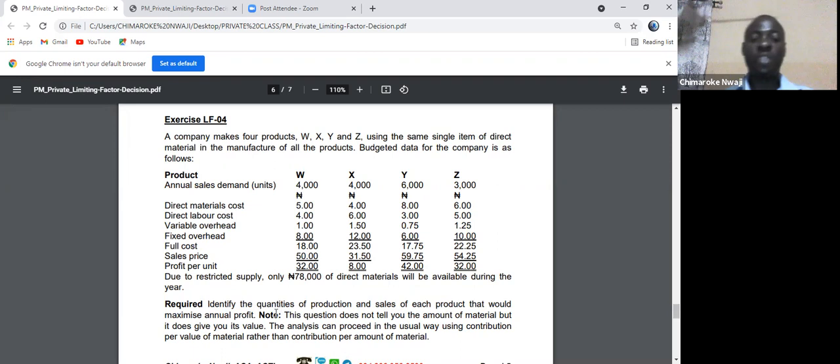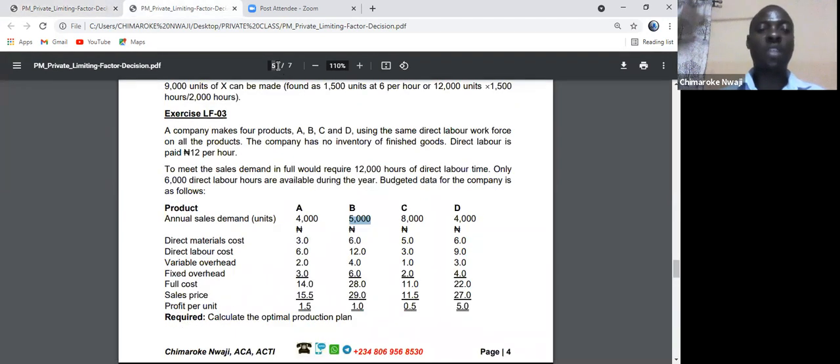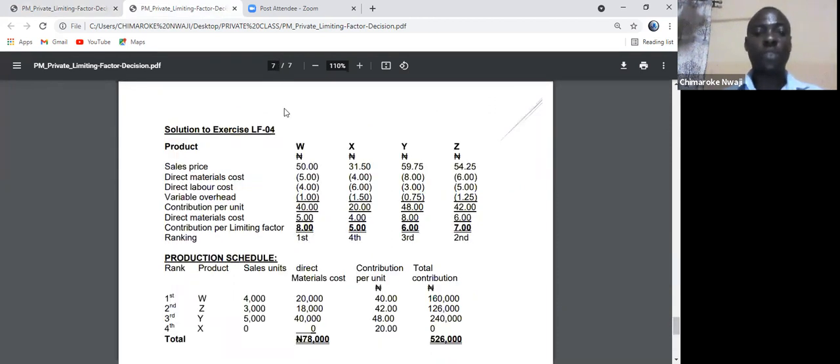Now I added a note here. This question does not tell you the amount of material, but it does give you its value. The analysis can proceed in the usual way using contribution per value of material rather than contribution per amount of material. I'm going to explain that to you in the solution. Okay, so solution time. Take note of how this question is being solved.